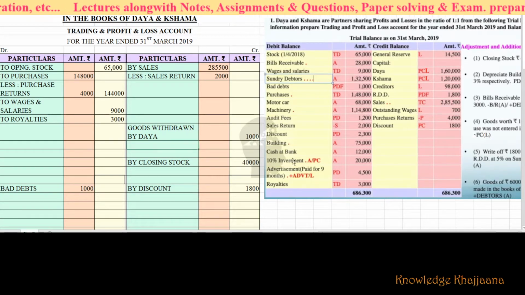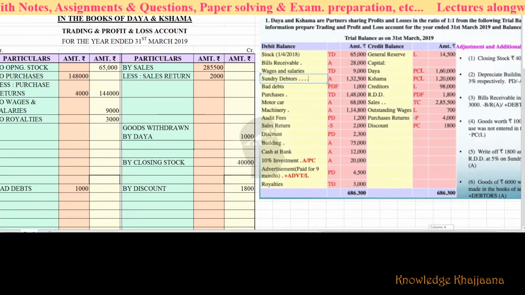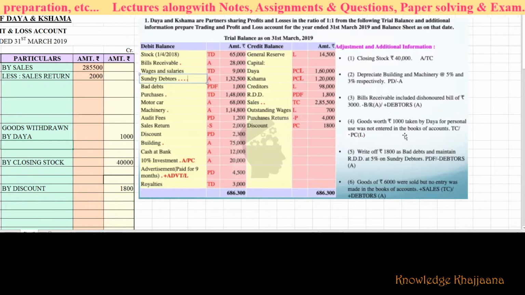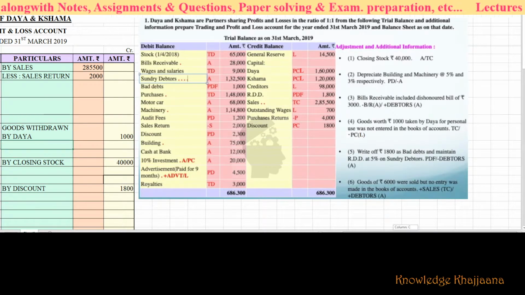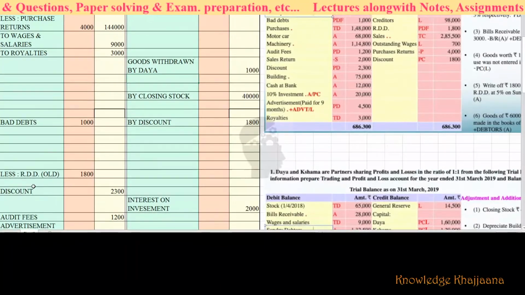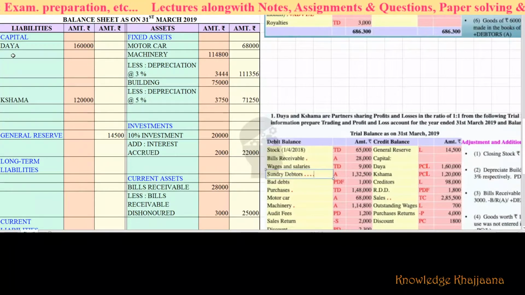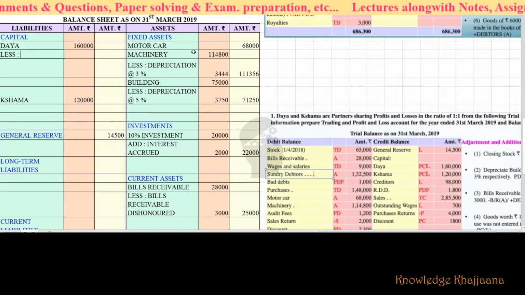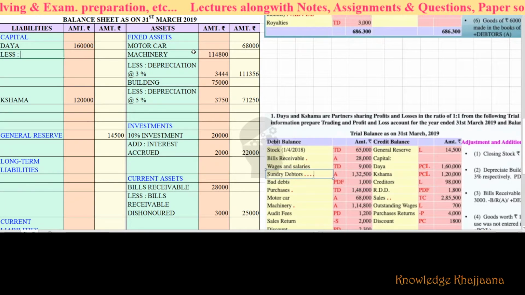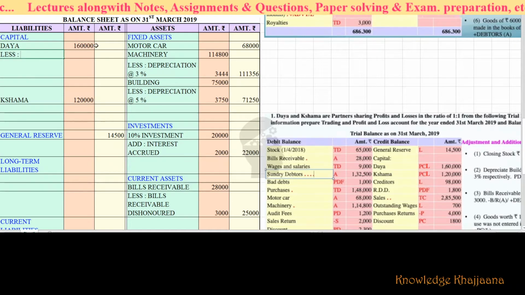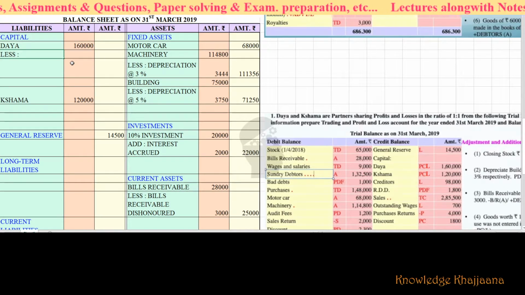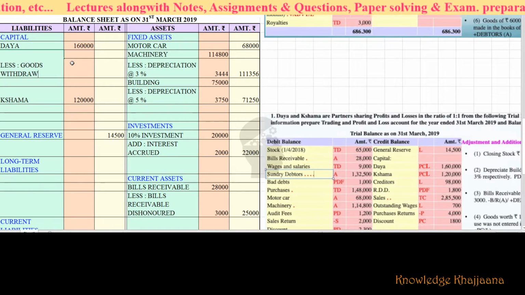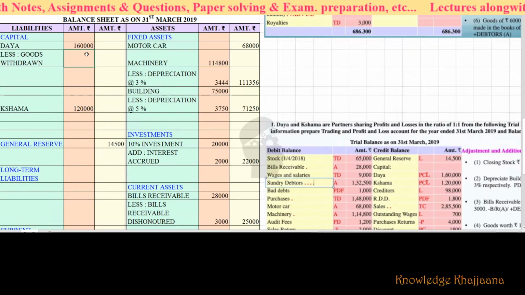Right. Then what is its second entry? Whatever goods have been withdrawn by Daya, it's his liability, right? So we have to write it on the liability side in partners' capital. Daya less, because he has withdrawn the goods from the business, so we have to deduct that much of amount from his capital, right? We have to deduct that much of amount: less goods withdrawn of rupees 1,000.